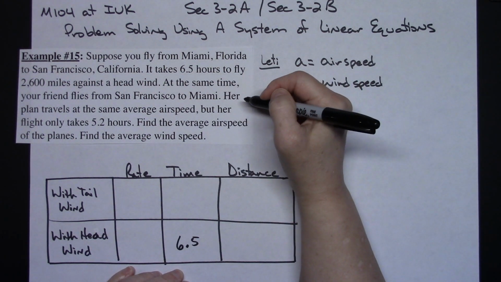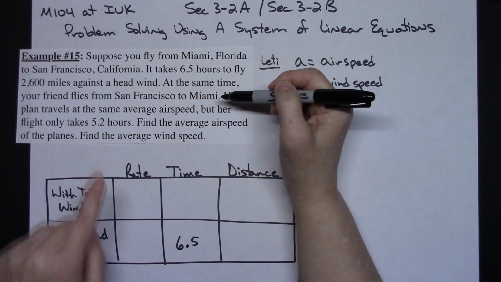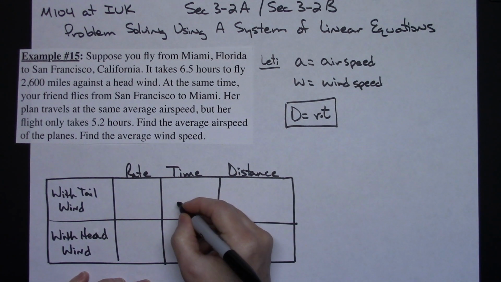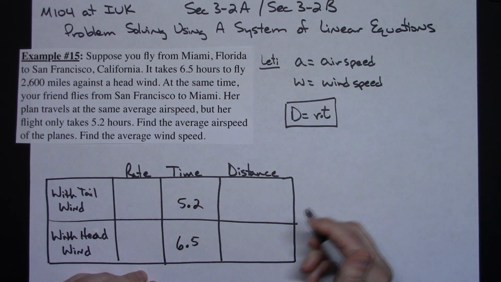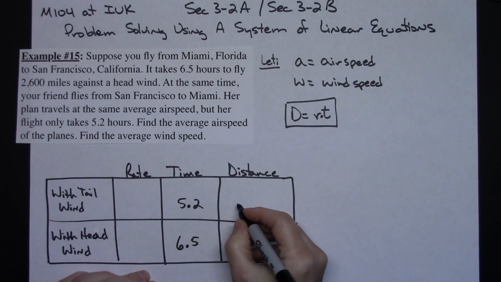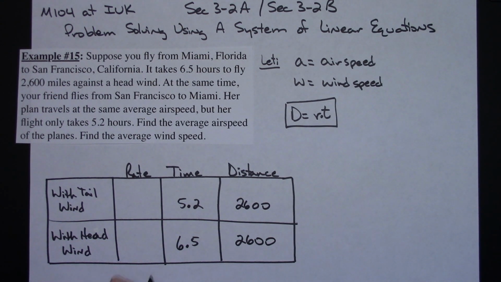Flying the other way from San Francisco to Miami, it only took 5.2, because that's with your tailwind. So you're going to get to go faster. We know that both flights are 2,600 miles. So 2,600 miles, and then we're going to have our rate to deal with.